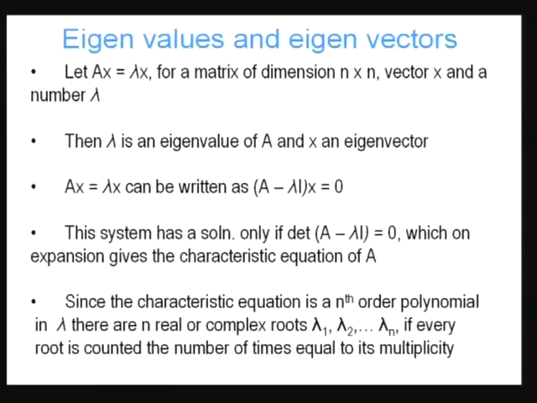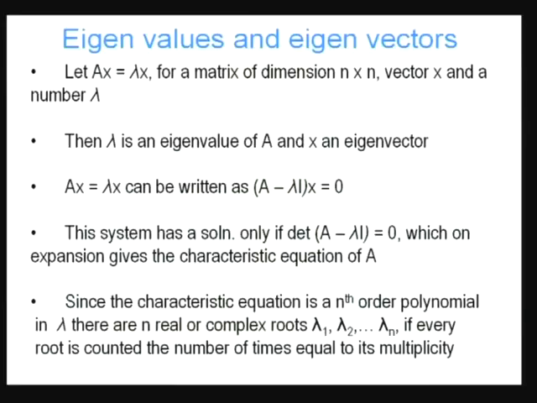Next, we wish to talk about eigenvalues and eigenvectors. Let Ax is equal to lambda x for a matrix A of dimension n by n, a vector x, and a scalar lambda. Then lambda is an eigenvalue of A and x is an eigenvector of A.